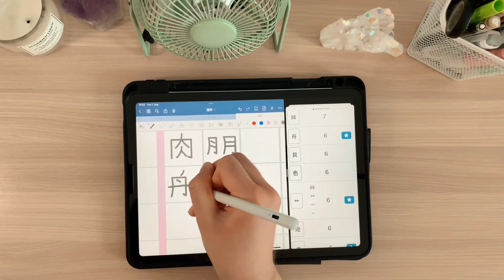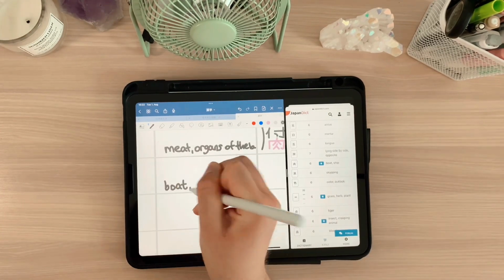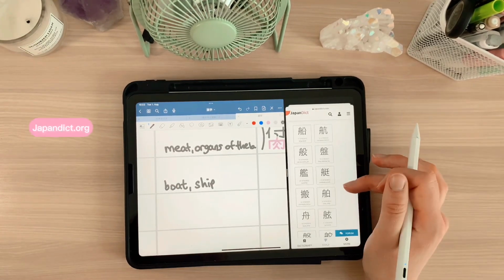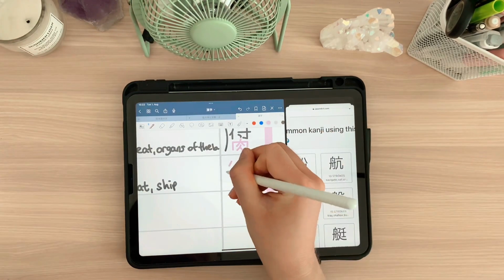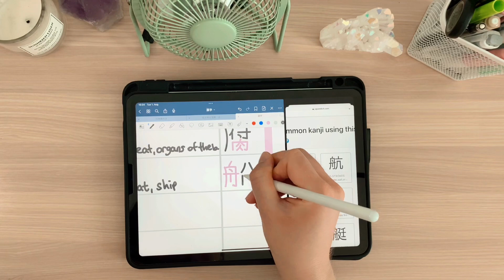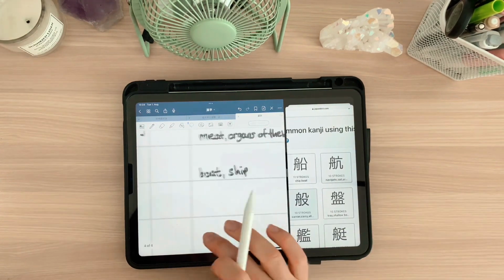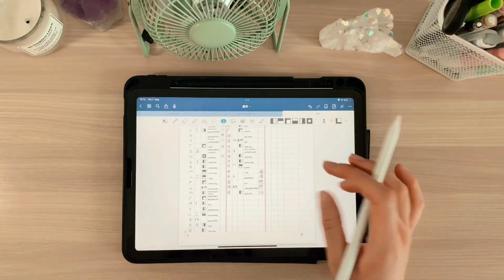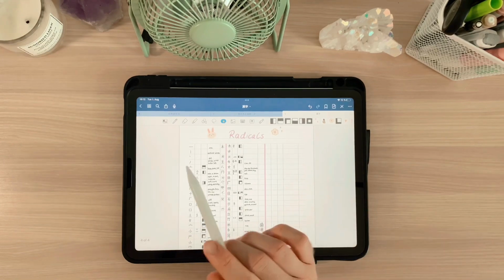I decided on writing down the 67 radicals that the dictionary website japandic.org deems as important, because I plan on continuing my N3 kanji study soon, so I thought having more radicals to refer to might be better. So this is basically my list.